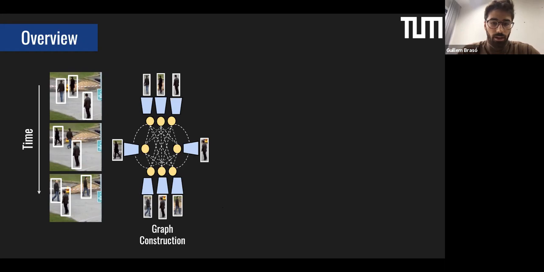On the other hand, for every edge in the graph, we take a simple vector of the relative coordinates of two objects, and we feed this to an MLP, a multi-layer perceptron, and again output an initial embedding for every edge. So we have our initial graph, with one vector per node and one vector per edge.